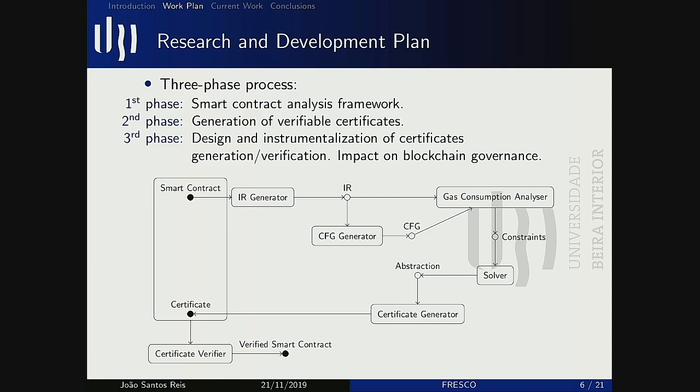So how are you going to do this? We have a three-phase process for this. In the first phase, we'll develop a smart contract analysis framework. In the second phase, we will develop a mechanism to generate verifiable certificates of a smart contract property. And in the ultimate phase, we'll design and instrumentalize all the process of generating and verifying these certificates. Also, we intend to study the impact of such a mechanism on the blockchain governance and control model.